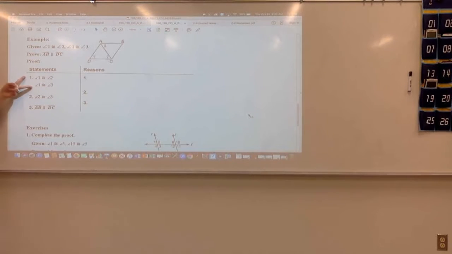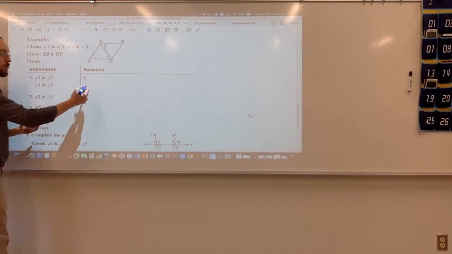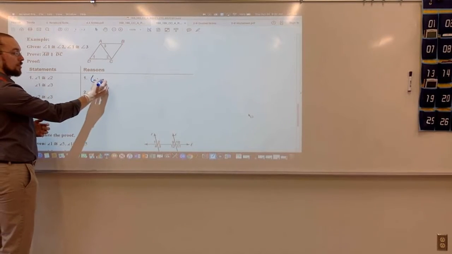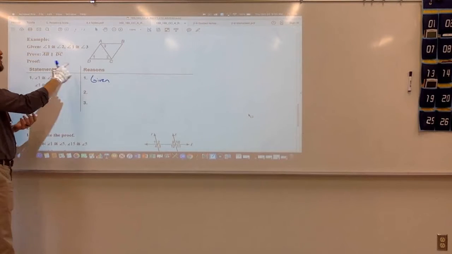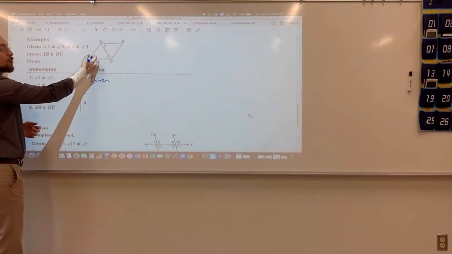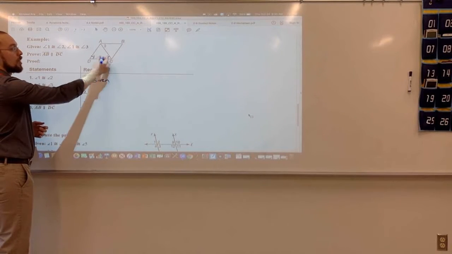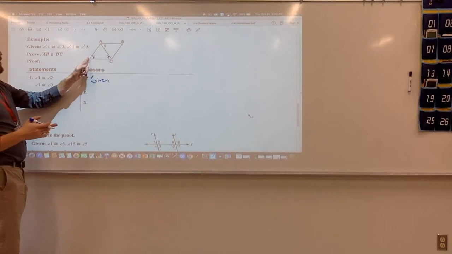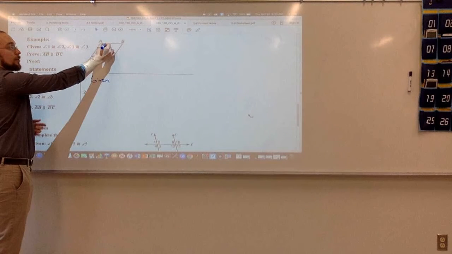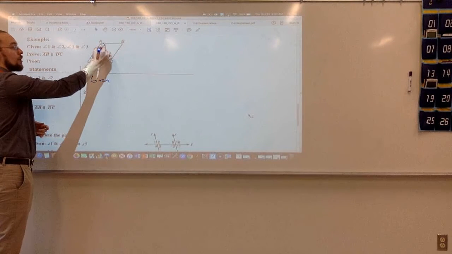Okay, so my first statement is the given. So just like we've been doing, the reason my first line is given. Okay, and we talked about also labeling the diagram, right? So if they tell us angle 1 and angle 2 are congruent, we can put the same number of arcs in those angles to show that on the diagram. And then we're also told angles 1 and 3 are congruent. So I can put one arc in there as well.